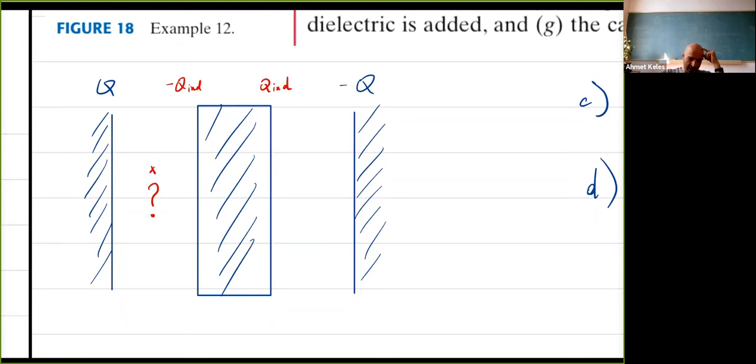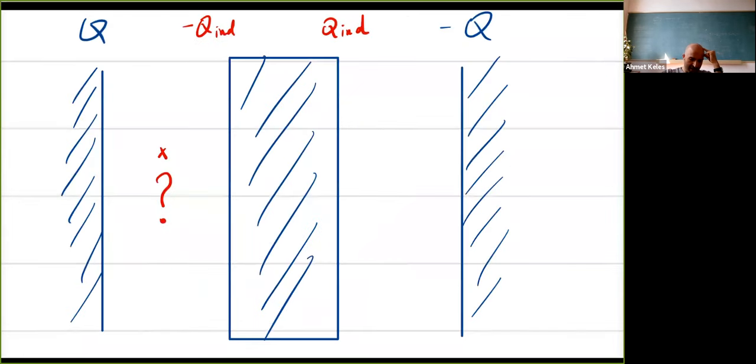What is the electric field here? Maybe I can ask this way. Does the electric field here increase, decrease, or stay the same? It is going to be the same, right? Let's see how this comes out.